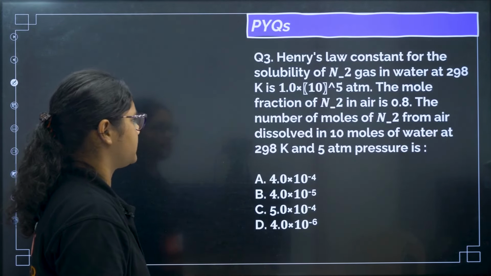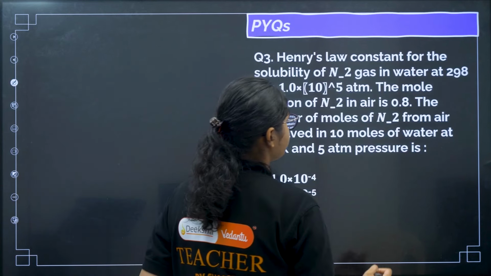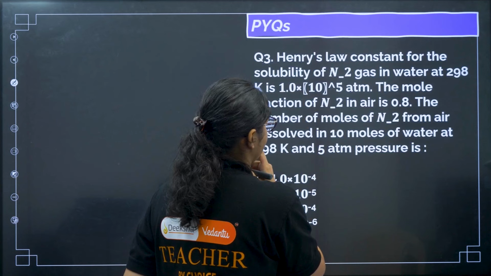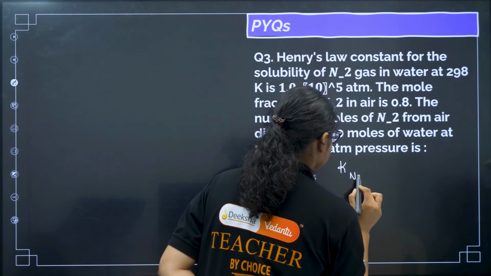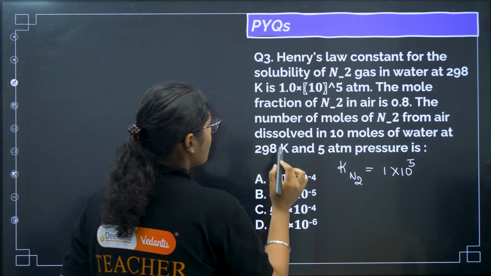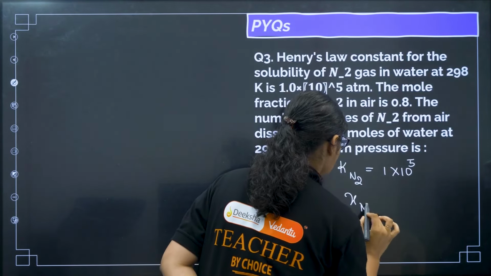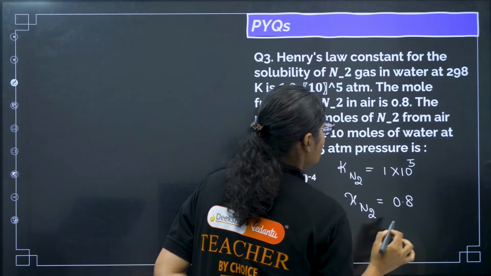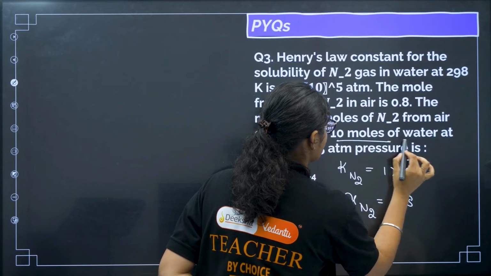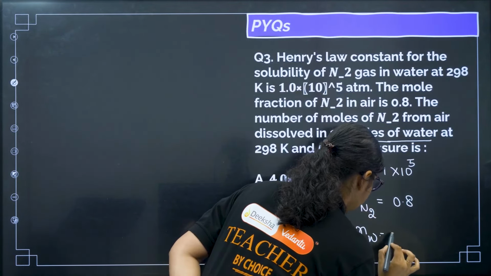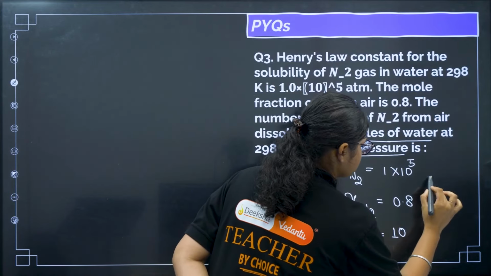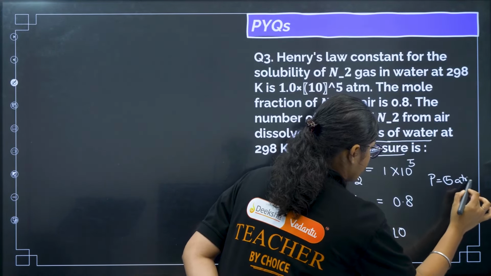Next, coming to question number 3. The Henry's law constant for the solubility of N2 gas in water at 298 Kelvin is 1 into 10 to the power of 5. So KH for N2 is given to you, that is 1 into 10 to the power of 5. The mole fraction of N2 in air is 0.8. Now the number of moles of N2 from air dissolved in 10 moles of water. Moles of water is 10, at 298 Kelvin and 5 atm pressure.